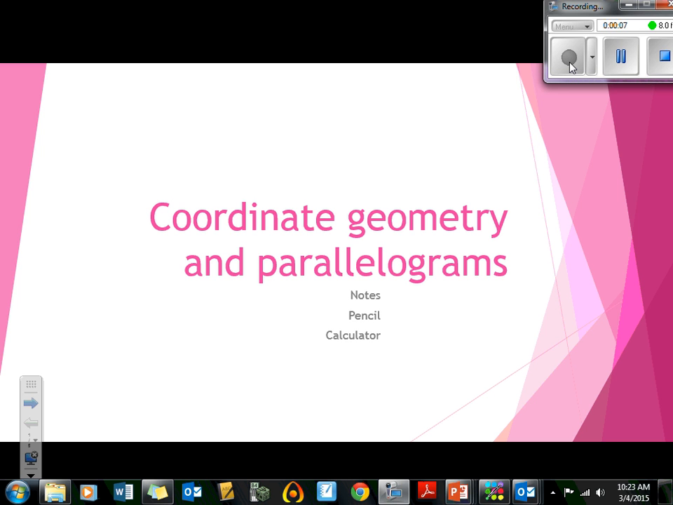Today you're going to need your notes, a pencil, and a calculator, and you also need to have those handy formulas ready that we talked about yesterday, as we will be using them today in our quest to be able to determine if the figures that we have are in fact parallelograms. So we need to have those formulas out and ready.